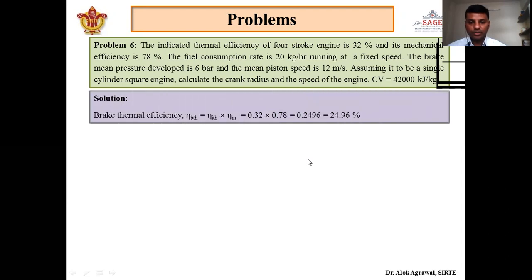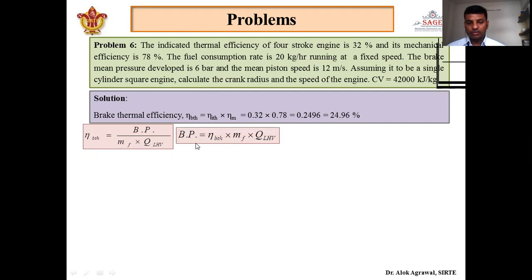Okay. So first, from indicated thermal efficiency and mechanical efficiency, we can get the brake thermal efficiency, as we have already established this relation earlier. By multiplying the indicated thermal efficiency and mechanical efficiency, we get brake thermal efficiency as 24.96%. And also we know that brake thermal efficiency is brake power upon mF into calorific value. So the brake power comes out to be brake thermal efficiency multiplied by fuel consumption rate and calorific value. So all the things are known on the right hand side.